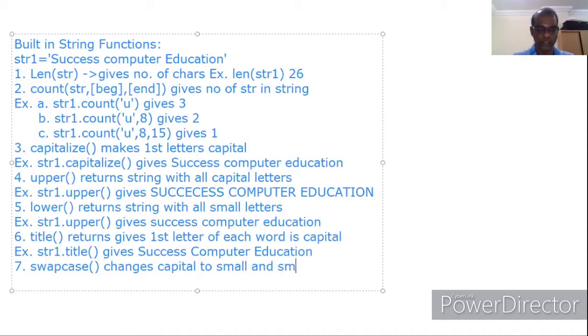And small to capital. Here, consider S is capital, E is capital. This S and E will become small letters. The remaining letters U, C, C, E, S, S, C, O, M, P, everything will be capital letter.